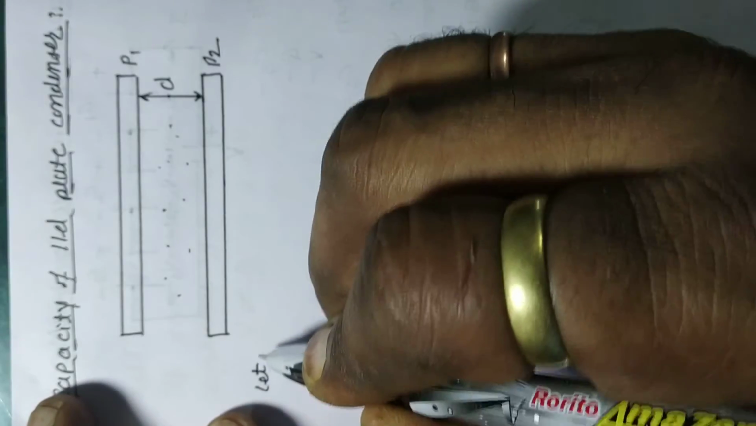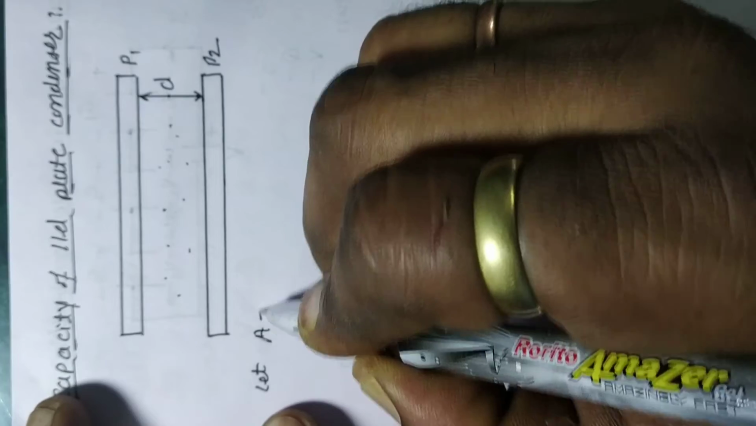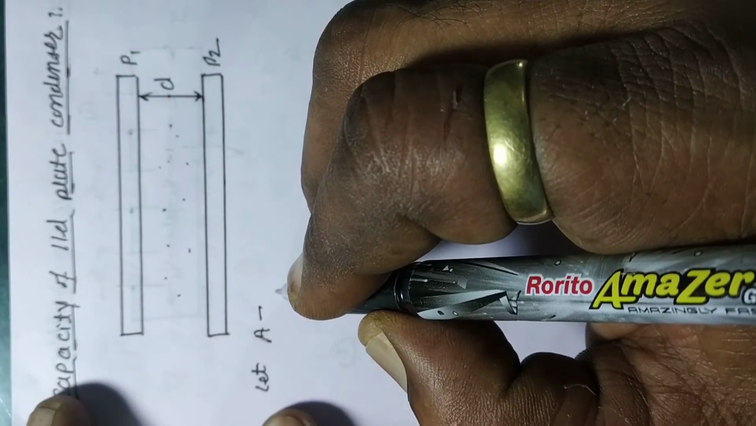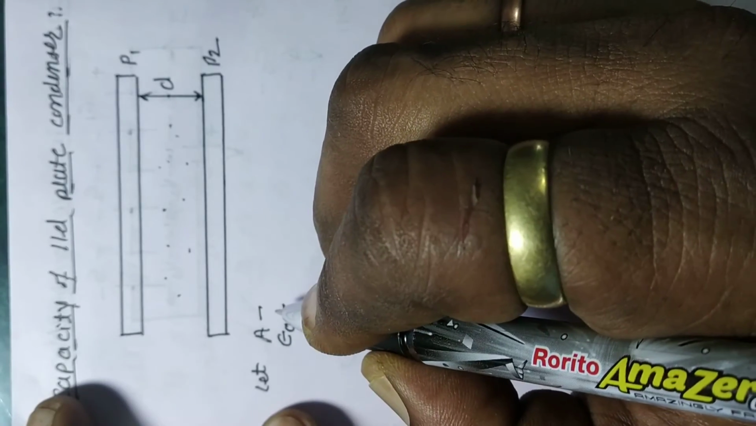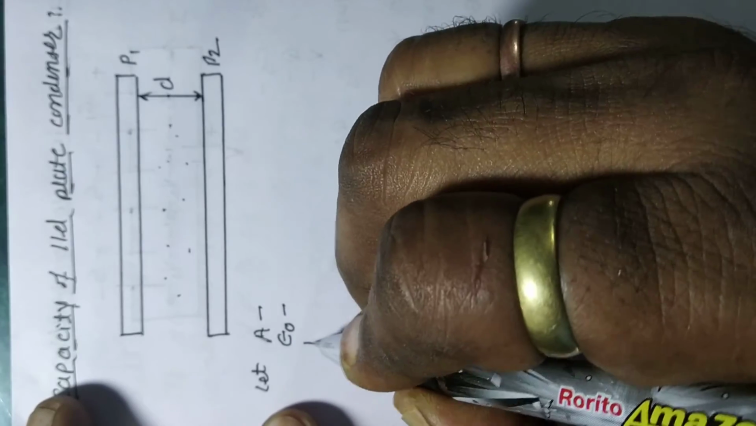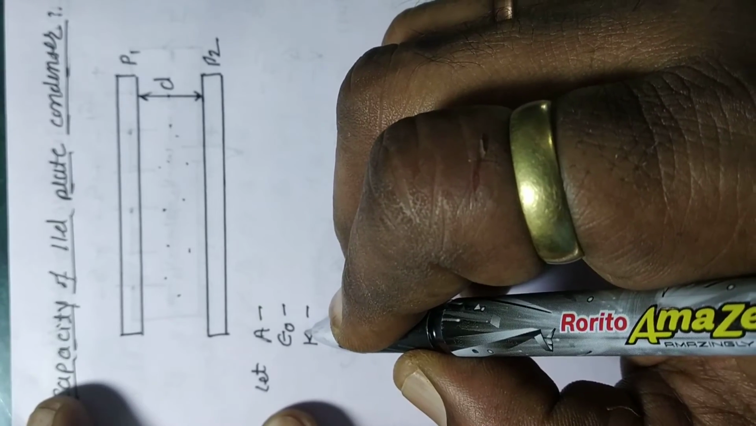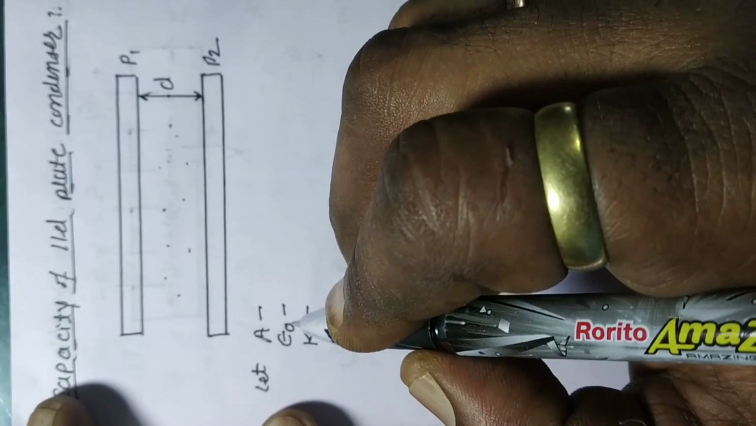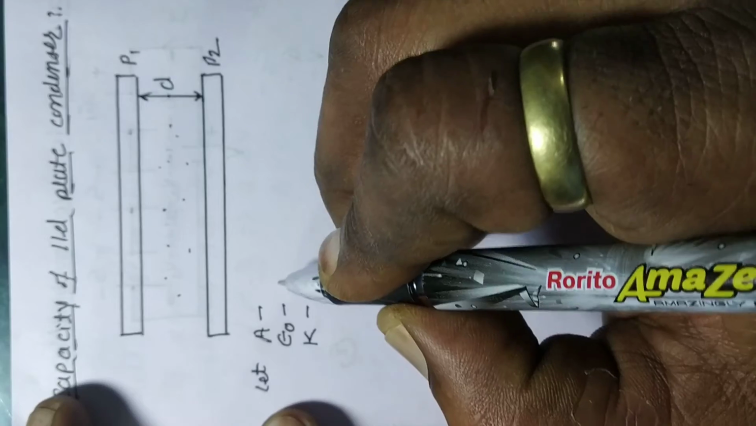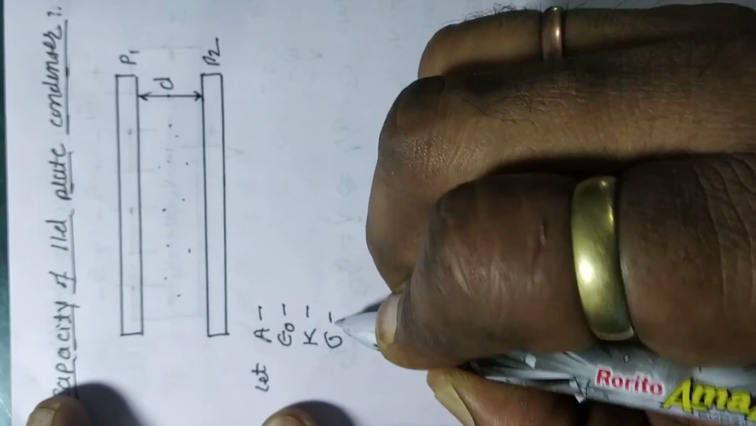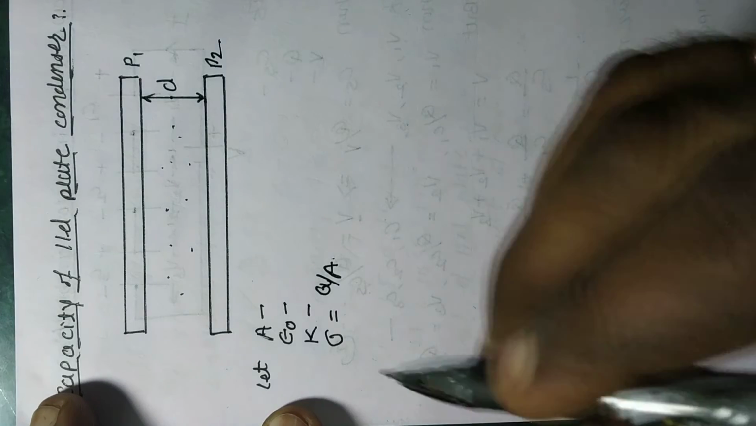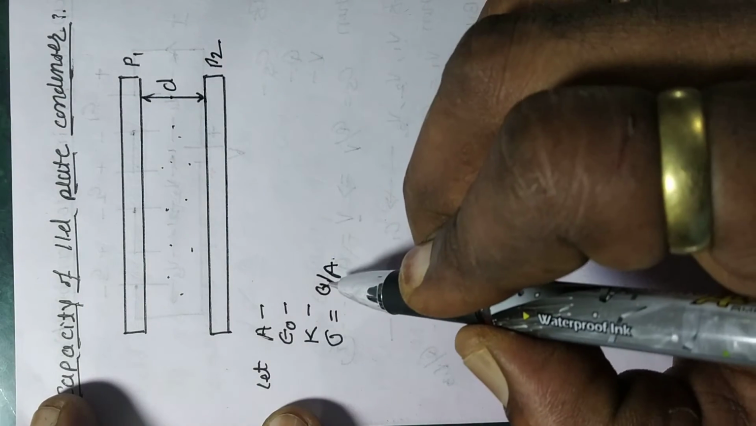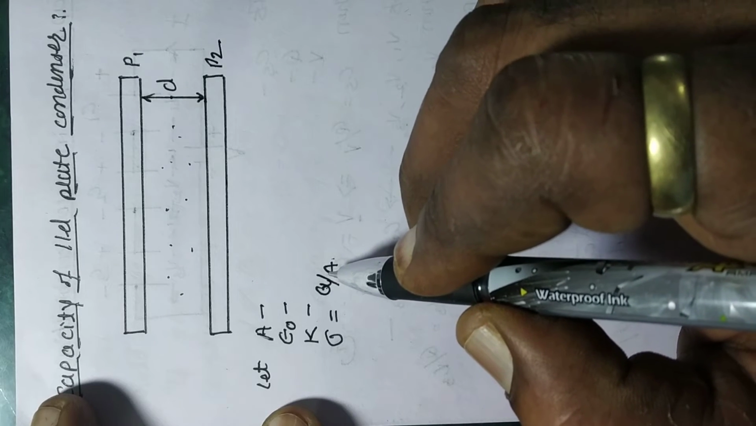Let's suppose A is the area of each plate, epsilon naught is the permittivity of air or vacuum, K is the dielectric constant, and rho is the surface charge density, that is, the quantity of charge per unit surface area.